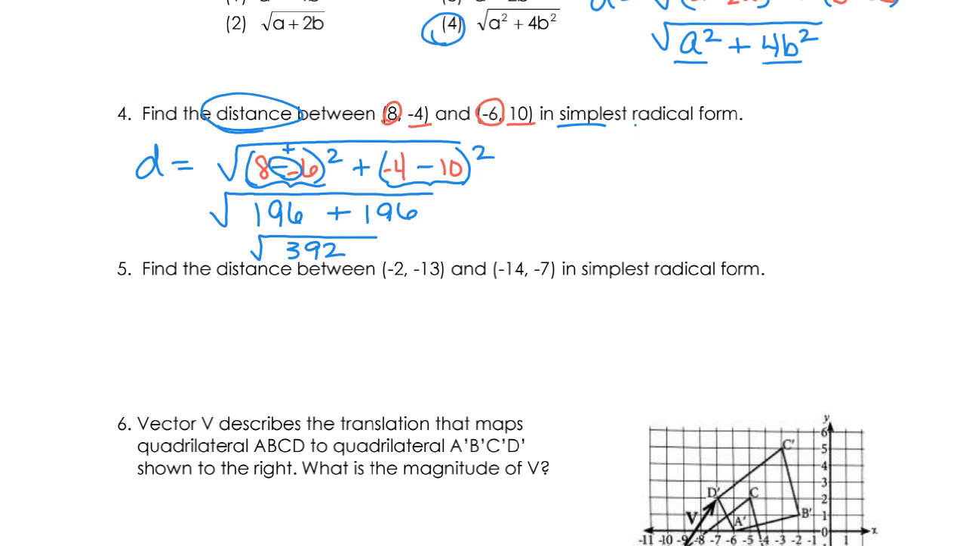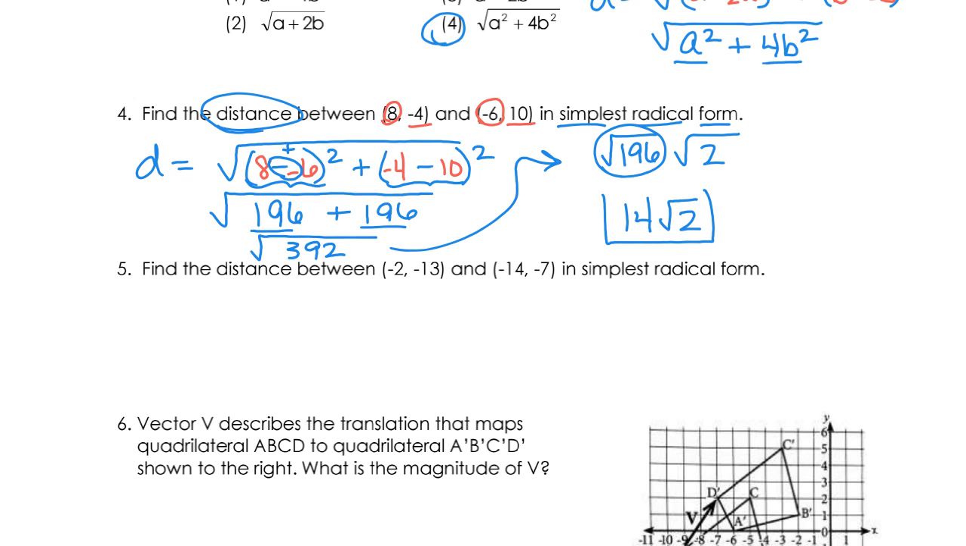And because they said simplest radical form, we have to simplify it, which seems like a big number to simplify. You have to find the largest perfect square that goes into 392. That's going to be 196 because it goes in 2 times. You can check it: 196 times 2 is 392 because you literally added 2 of them together. Then the square root of 196 is 14, and the square root of 2 comes down. And there's the length of your line segment in simplest radical form.